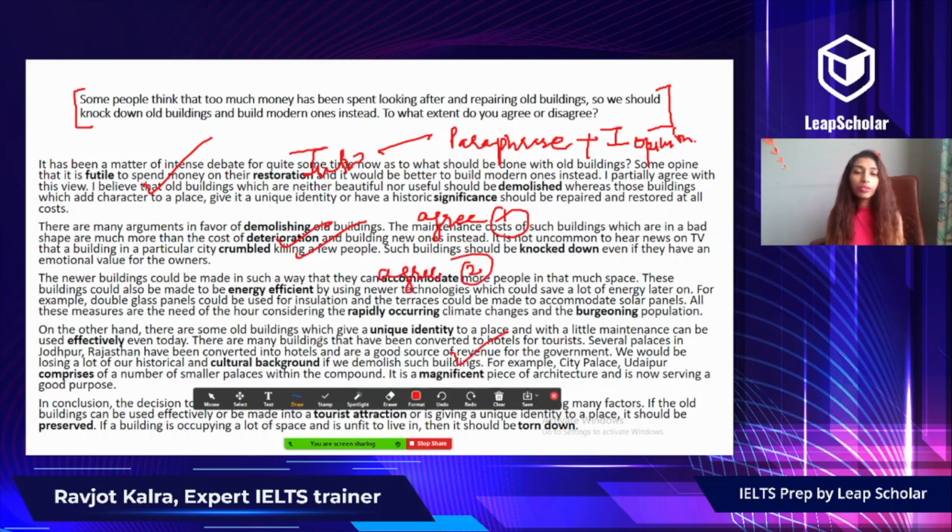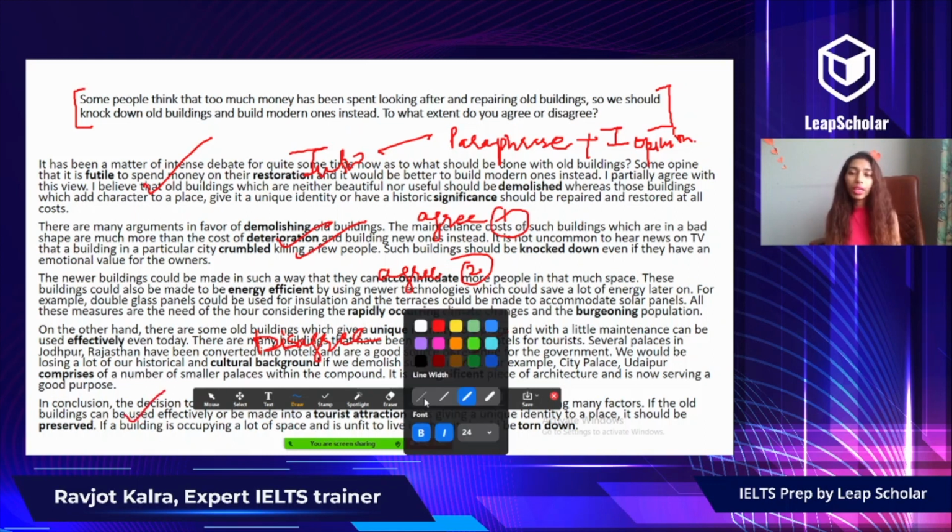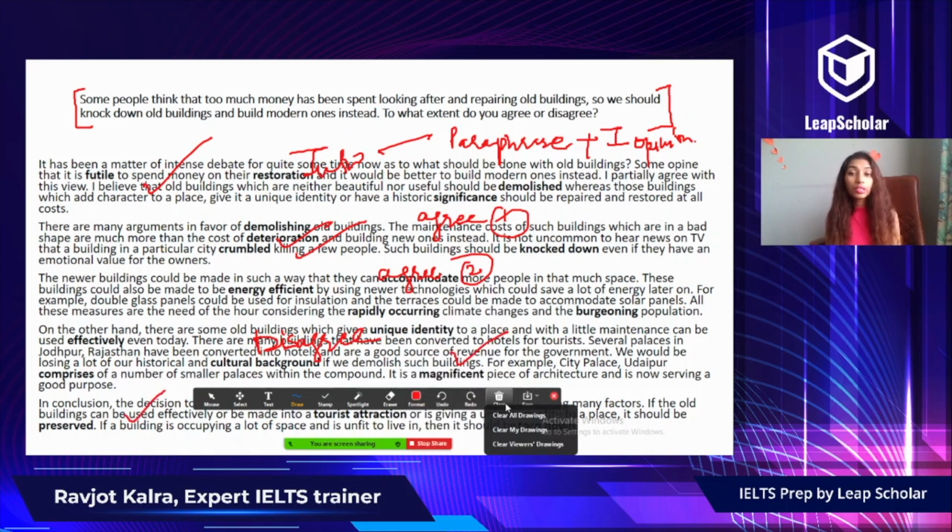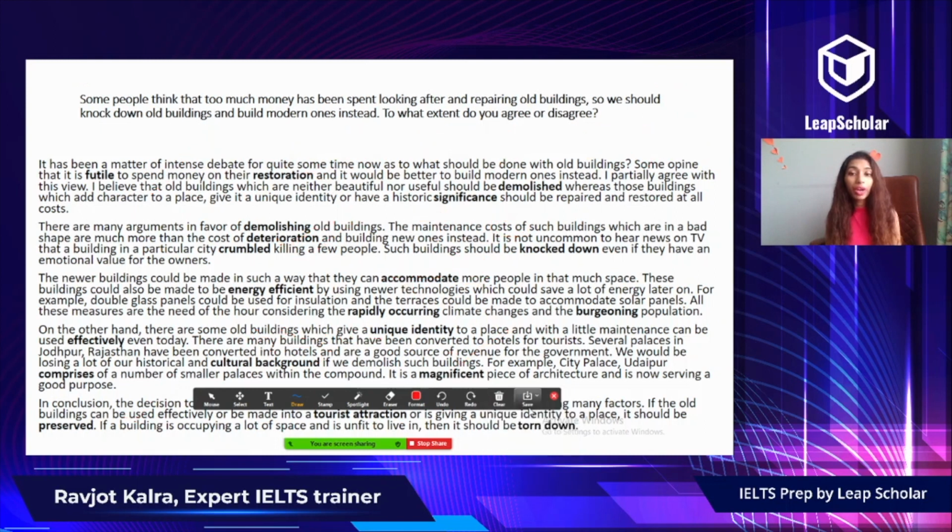This is the reason for disagreement. Why you disagree. And then you end it with the conclusion. Okay. So hope this will be helpful for you when you're writing the essay.